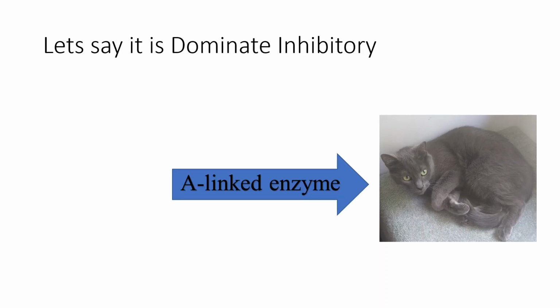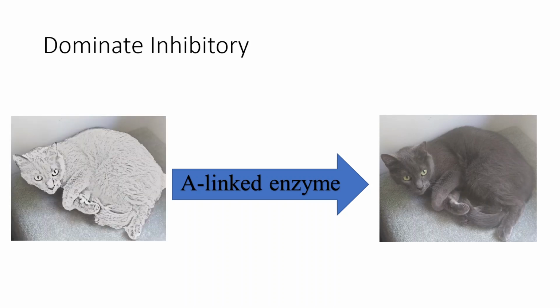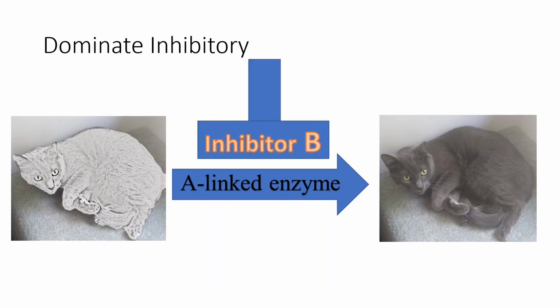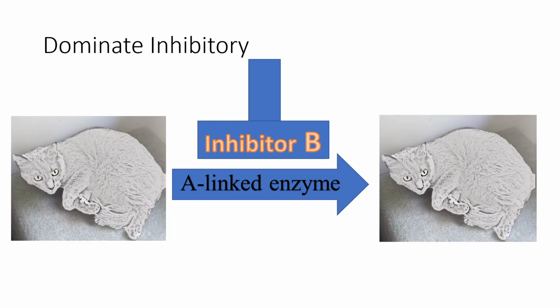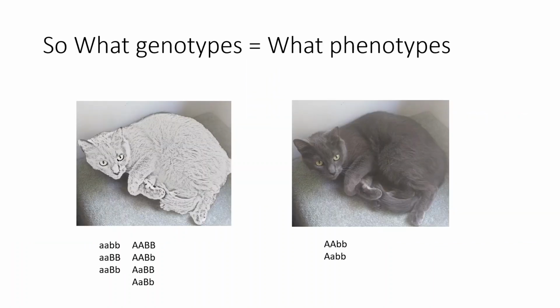inhibitory pathway. So this means that in order to have a gray coat, he must have an A-linked enzyme, otherwise he would be white. But this A-linked enzyme can be inhibited by a dominant B inhibitor. So if he had this dominant B inhibitor, then he would also be white. So there's two ways that he can be white, and only one way he can be gray.